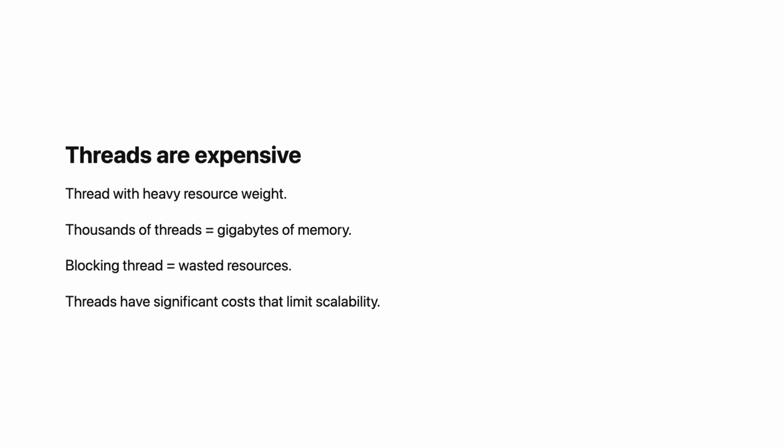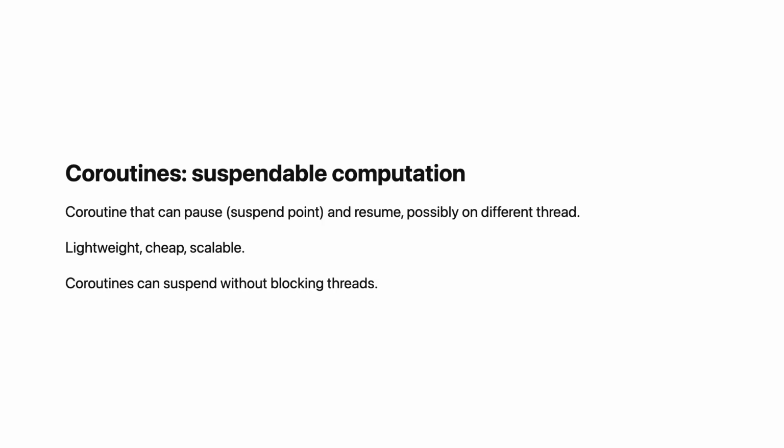Web servers handle thousands of connections. Mobile apps perform many background operations. We need something lighter. A coroutine is a suspendable computation. Like a thread, it executes a sequence of code. Unlike a thread, it can suspend without blocking the underlying thread. When a coroutine suspends, the thread is free. It can run other coroutines. When the suspension ends, the coroutine resumes, possibly on a different thread.